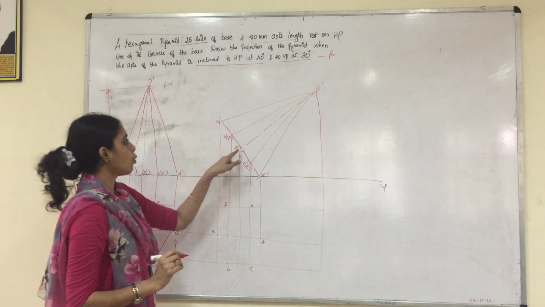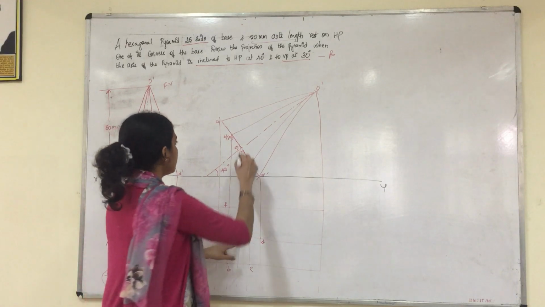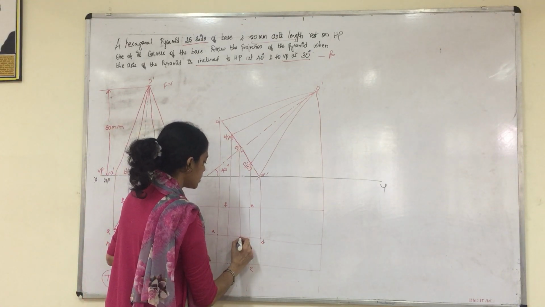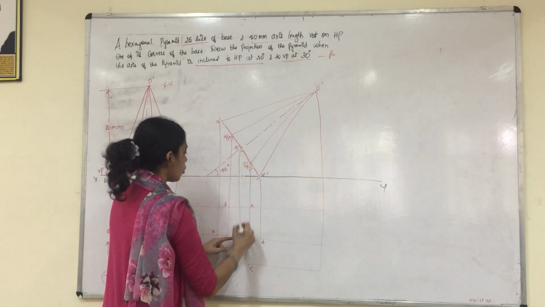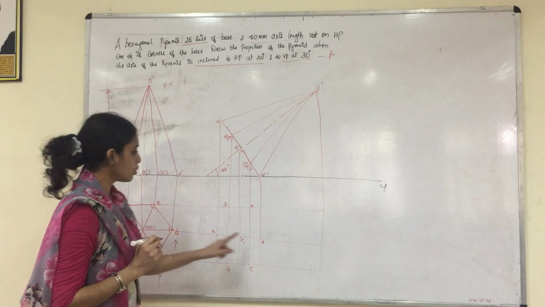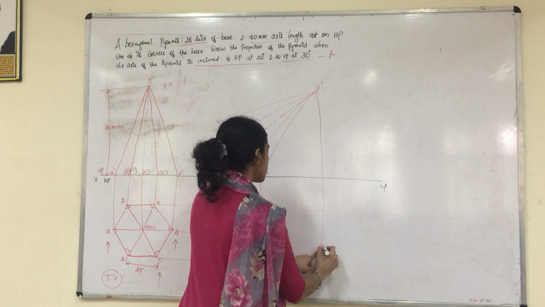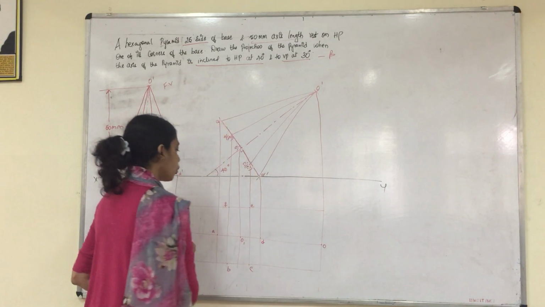Apart from that we have O1 dash and O dash. See, the locus of O1 and O1 dash is meeting here. So this is our O1. Similarly, the locus of O is meeting O dash at this point. So this is our O.